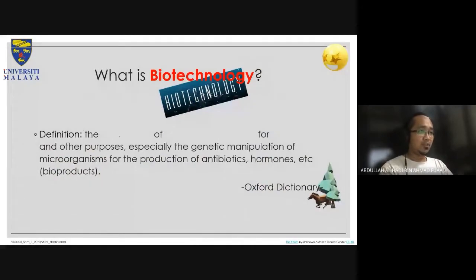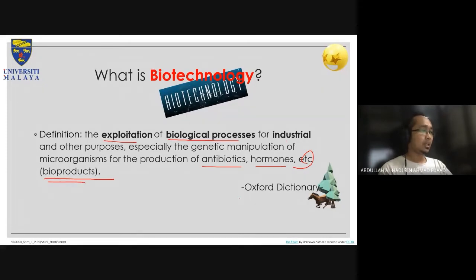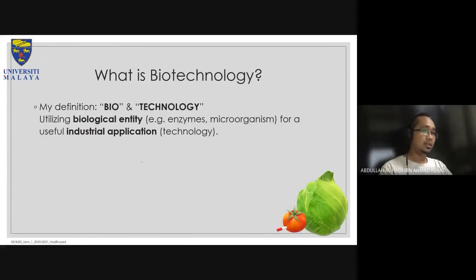All right, so some definition about biotechnology. Biotechnology is the exploitation of biological processes for industrial or other purposes, especially the genetic manipulation of microorganisms for the production of antibiotics, hormones, etc. So we call it bioproducts. Okay, so this is the definition. If you Google it, look for the definition under Oxford Dictionary. That's the definition. But my take of biotechnology is basically to separate the word itself.